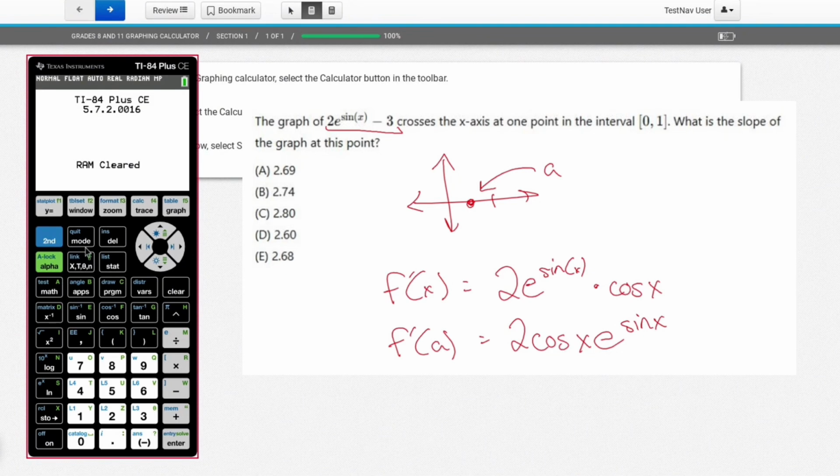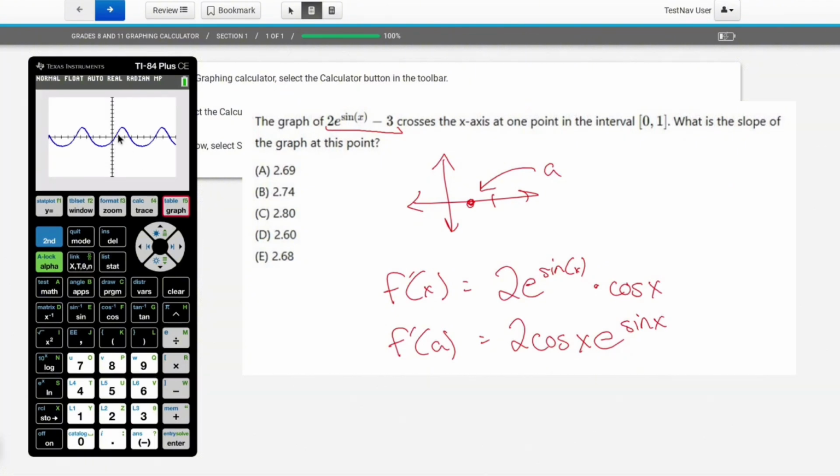All right. So step number 1 is to type out 2e, so the E button is second ln, to the sine x, which is sine x, close it, move to the right, minus 3. Now we hit graph, and we can see that this crosses the x-axis between 0 and 1 like it says it would. So let's find out what that value is that it crosses the x-axis. So second calc 0.